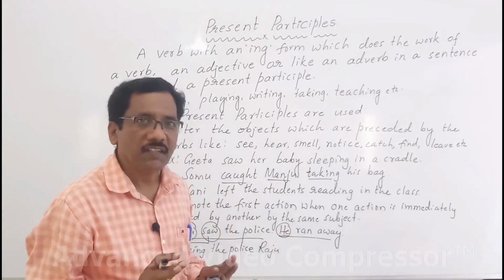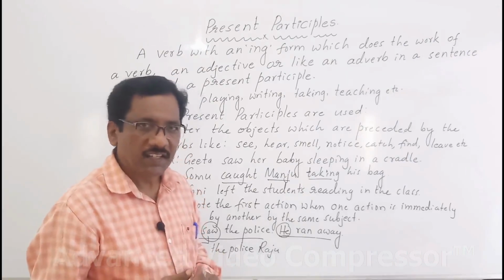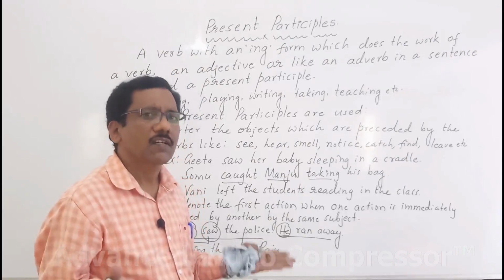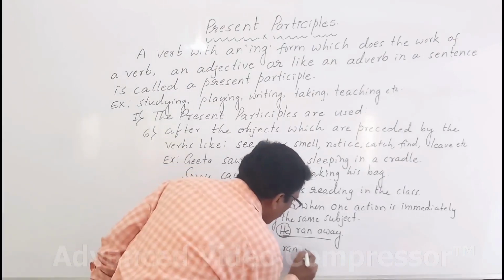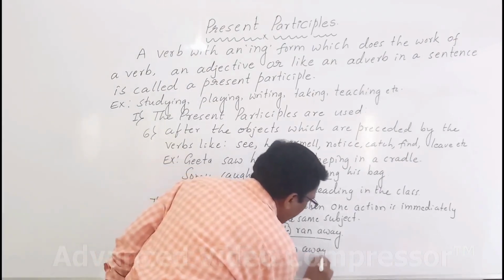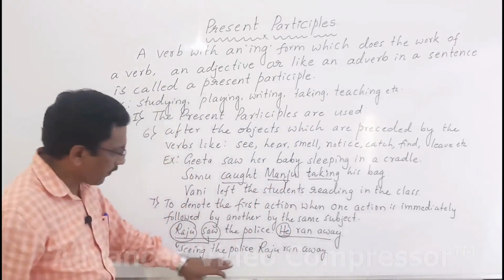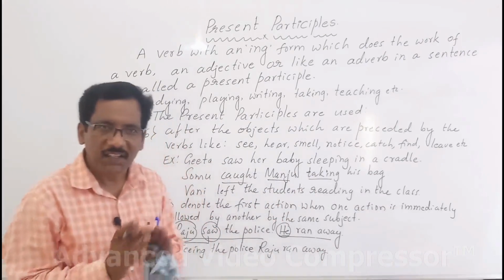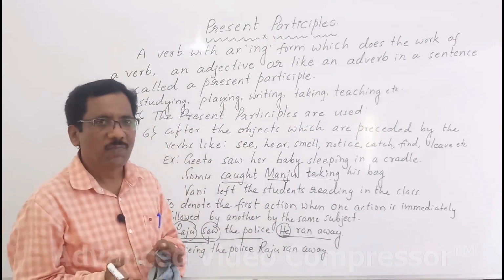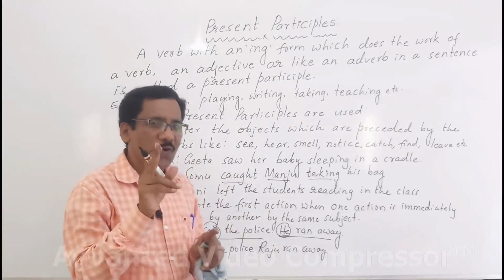Second predicate. The predicate of the second sentence should be repeated as it is. Then what will happen? Raju ran away. Got it? Seeing the police, Raju ran away. I hope you got the point.